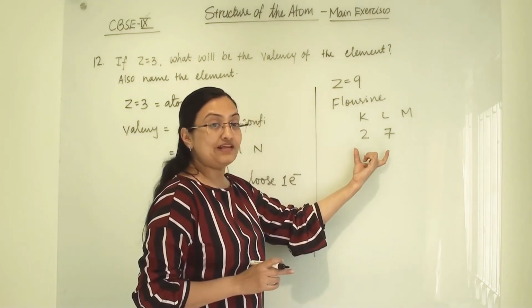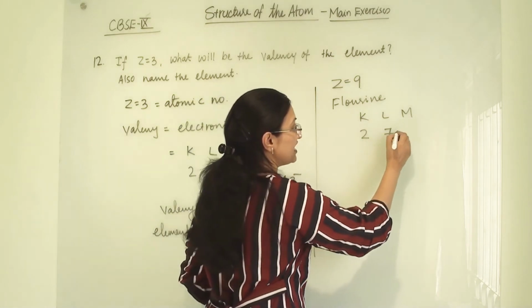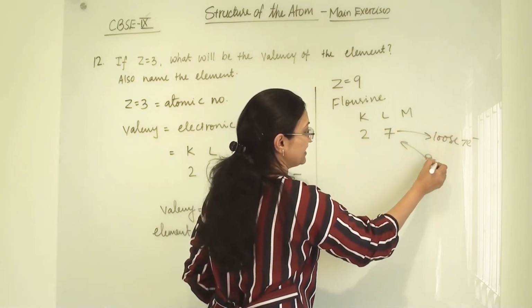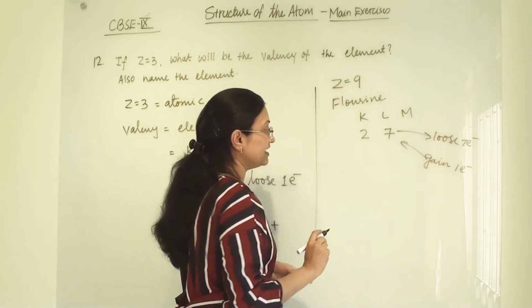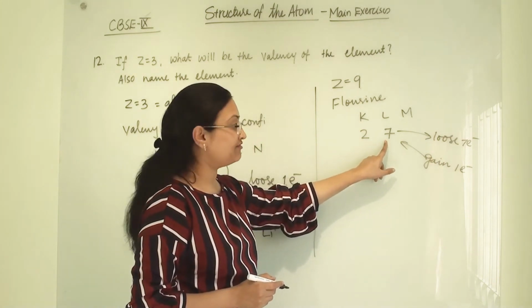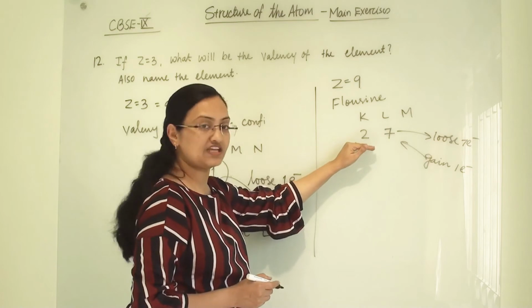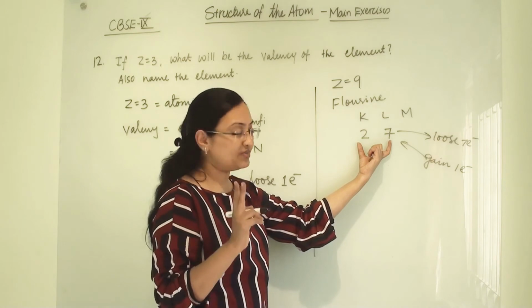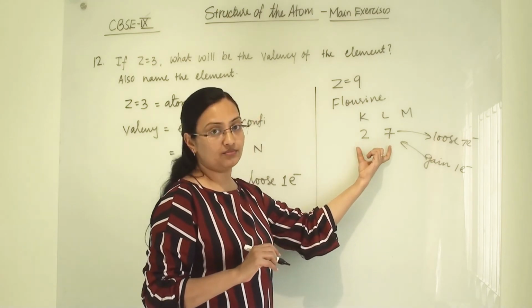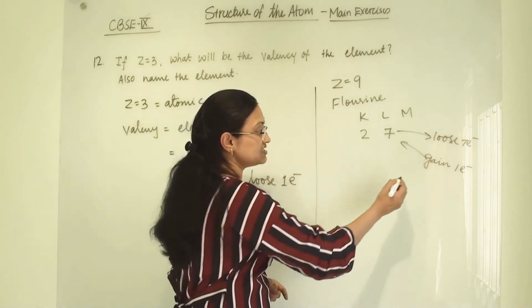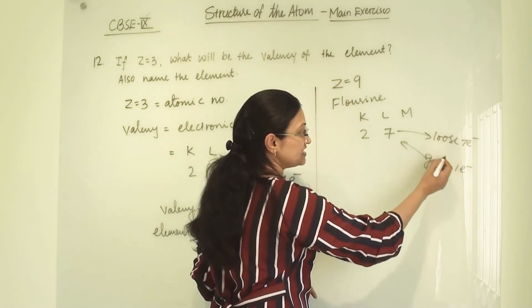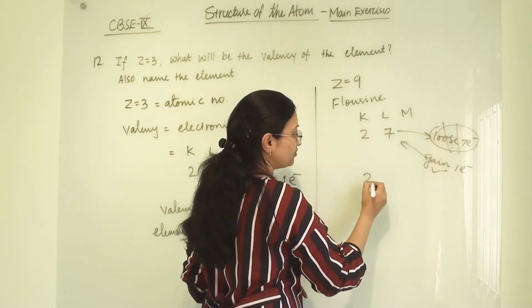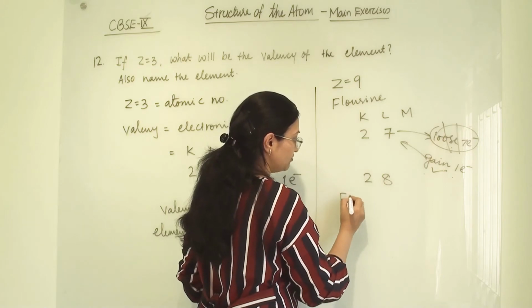Now to complete the outermost shell, either this fluorine has to lose 7 electrons or gain 1 electron. Then only its outermost shell will be completely filled. If we lose these 7 electrons, then its K shell is completely filled. If we gain 1 electron, it will have 2 shells, 2 and 8, and both will be completely filled. Now which one is easy? To gain 1 electron is easier than to lose 7 electrons. So it will gain 1 electron and become 2, 8, and it will become fluorine minus.